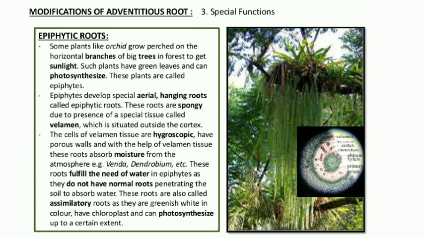But remember, they have leaves for photosynthesis. They have perfect leaves for photosynthesis. Sometimes these are also called assimilatory roots. Assimilation means the photosynthesis process will also be done by these roots, means they become greenish, they develop chloroplast pigment, and they trap the light to prepare the food by photosynthesis. Okay, these are called epiphytic roots, hygroscopic roots, or hanging roots.